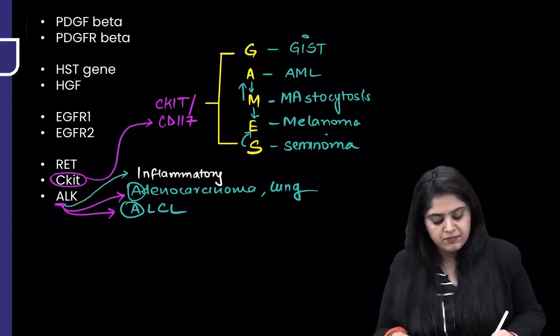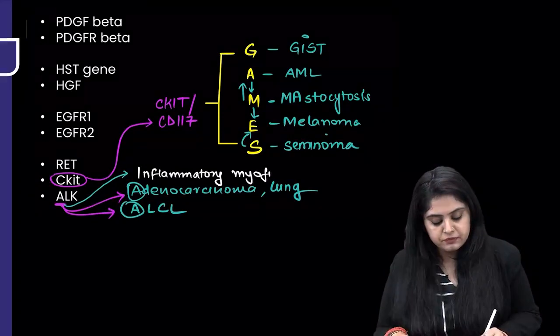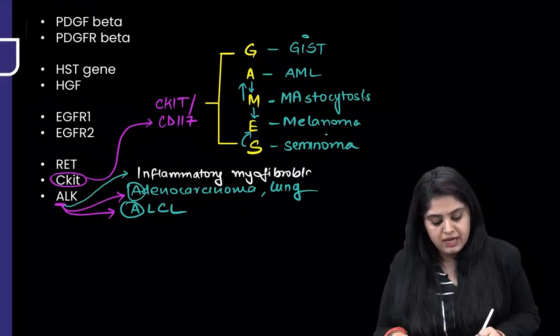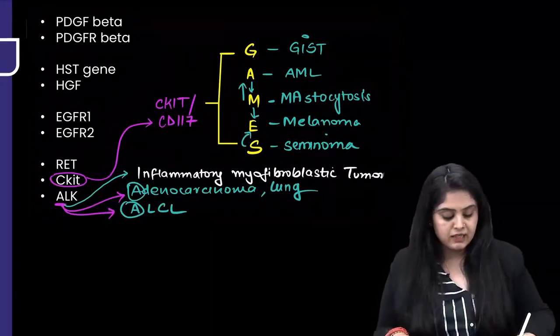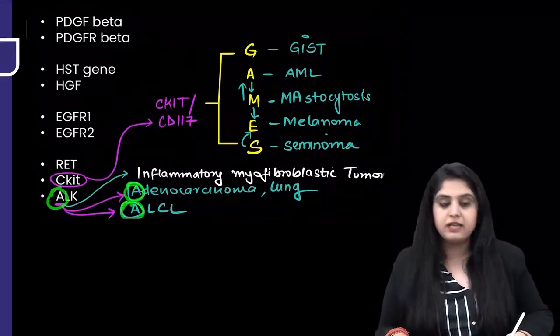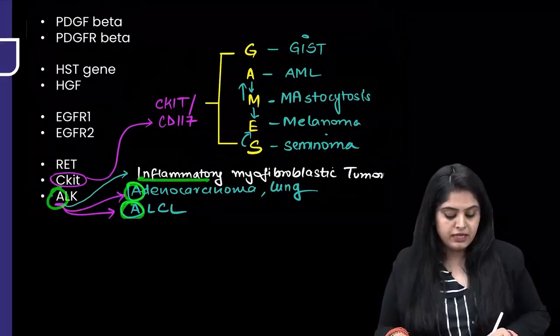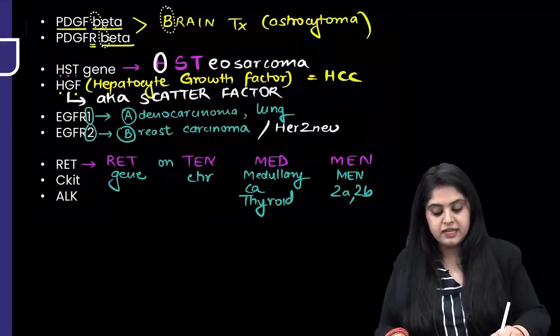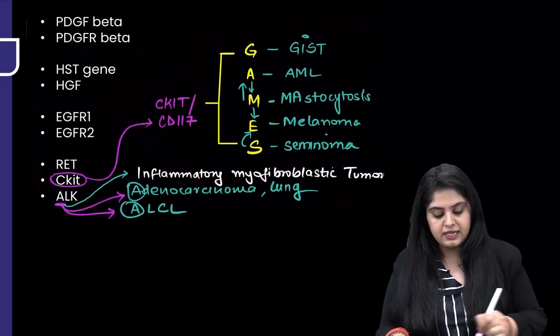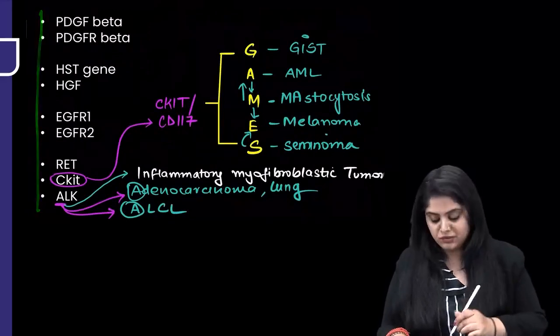ALK mutation is associated with inflammatory myofibroblastic tumor. That is important. So repeating, when I say ALK, ALK for adenocarcinoma, ALK for ALCL, and ALK for inflammatory myofibroblastic tumor. Finally, this entire list is done. With c-KIT and ALK, this entire list is done. The story is not over.